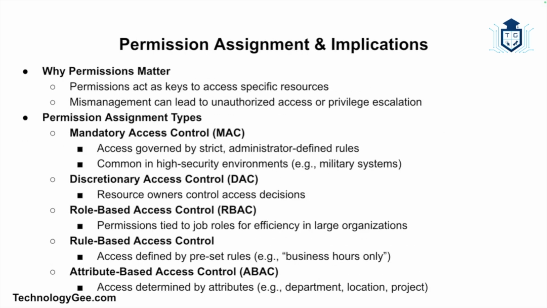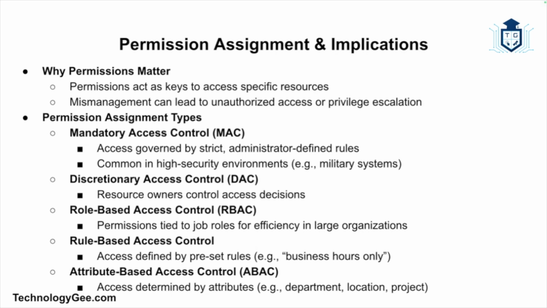All right, next is permission assignments and implications. Permissions are like the keys to specific doors. You want to assign them carefully, or someone might end up with access to the treasury when they only need access to the kitchen. So let's talk about permission assignment types. The first type we have is called mandatory access control, and this is access that is based on strict rules defined by the administrator, and they're often used in high security environments like military systems. Then we have what is called discretionary access control, and this is basically where the resource owner decides who gets access to a resource.